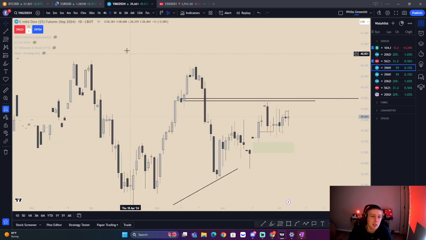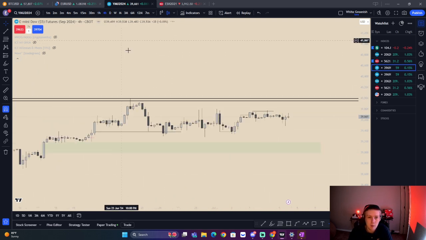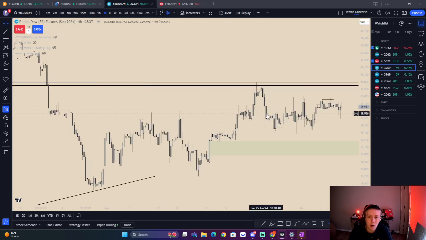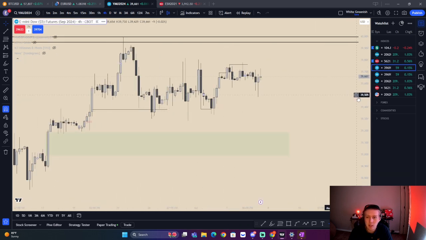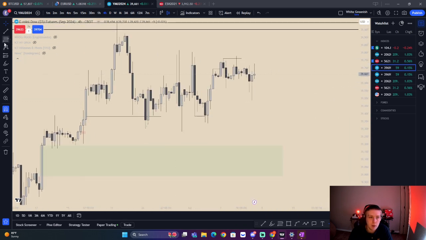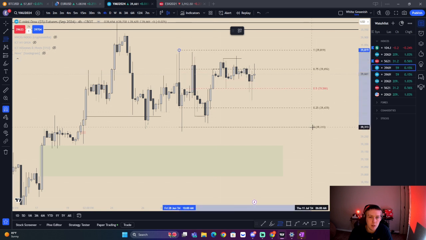And then once that gets taken, I kind of have to have a little bit more assessment with YM. Overall, I'm not really incorporating YM too much in my analysis because I mainly trade NQ. But as you see here, we've had this big dealing range right here. We've taken both buy side and sell side.